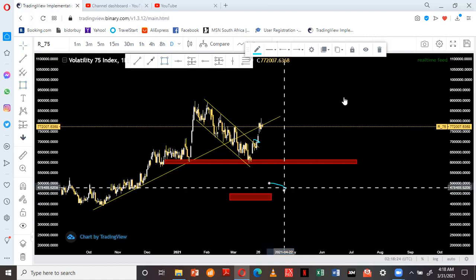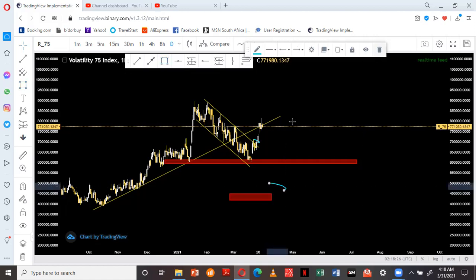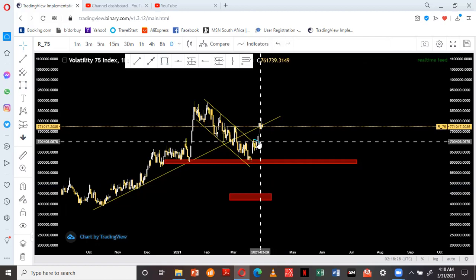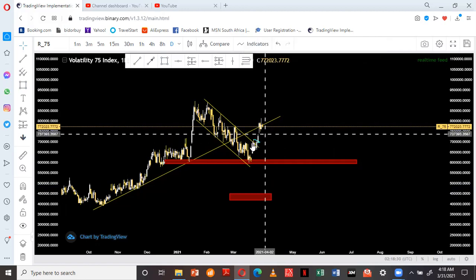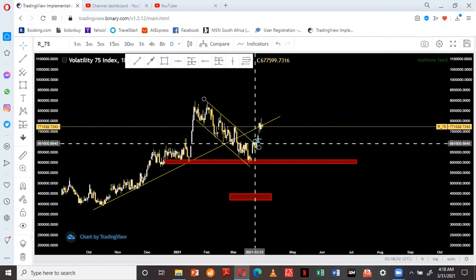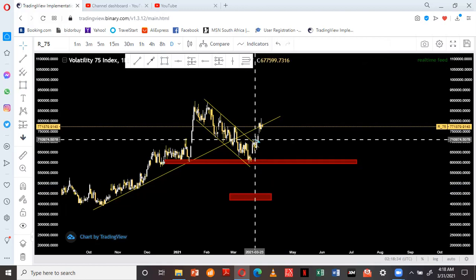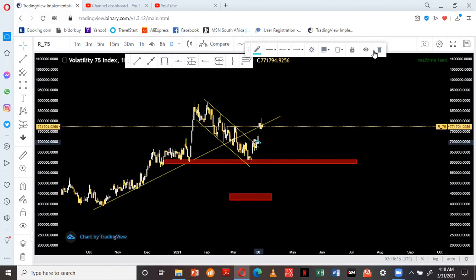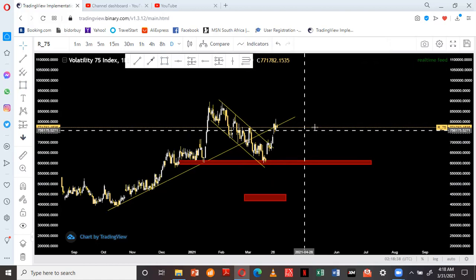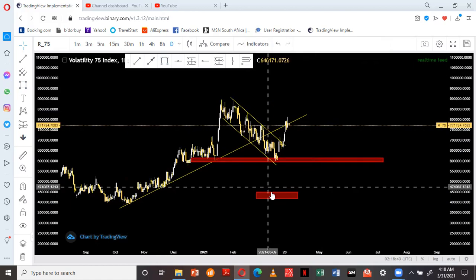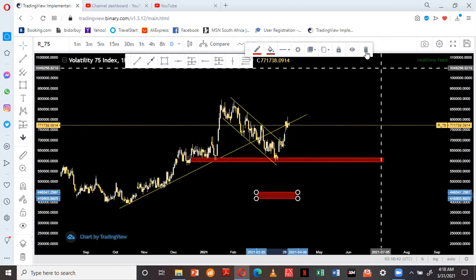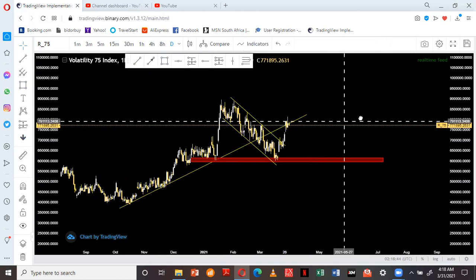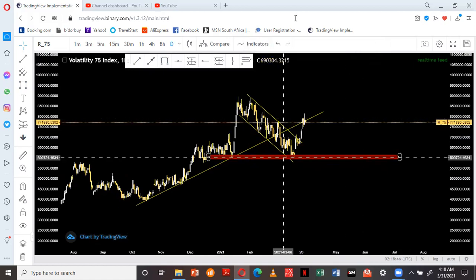The only thing that you need to check here is to identify, first of all, your key levels. What do you have at hand? What can you use? First things first, just start from the daily chart. Now we are using tradeview.binary.com to analyze.